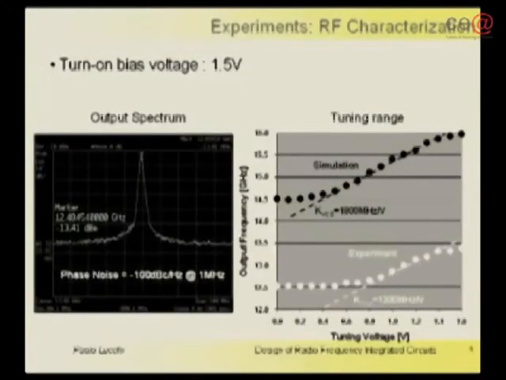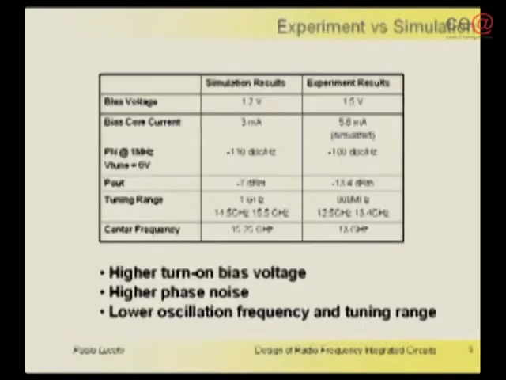On your right-hand side, you can see a comparison between the simulated and measured tuning range. You can see that there is a difference between measurements and simulations. Therefore, after the test of the first prototype, the research activity focused on investigating why there were these differences. Again, here is a comparison summarized in the tables between simulation and experiments.